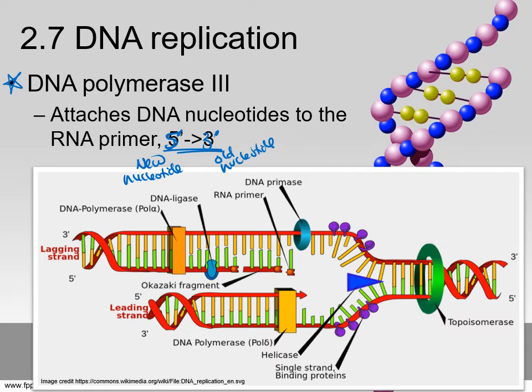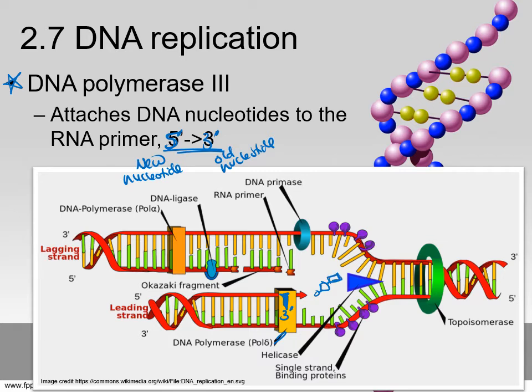So if this is where I am adding my, here's my polymerase, and I'm adding DNA in this direction. So here is my previous piece of DNA. It's going to be the 3' end of this DNA. I'm going to have my new nucleotide coming in. It's got its phosphate group and its sugar and its nitrogenous base.